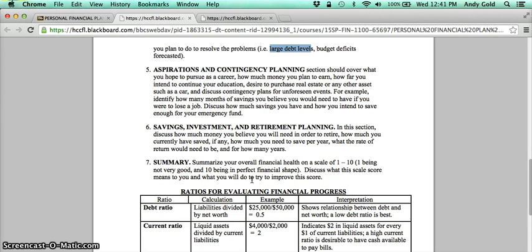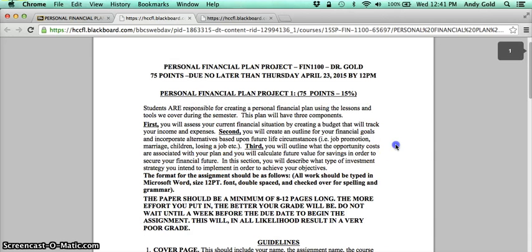The last section, the summary section, is going to be something that summarizes where you think your financial health is on a scale of 1 to 10. 1 is pretty bad, and 10 is you think you're in perfect financial shape. And then you'll discuss what your self-reflection indicates and what you plan to do to improve your score. All right, so that's the personal financial plan project in a nutshell.